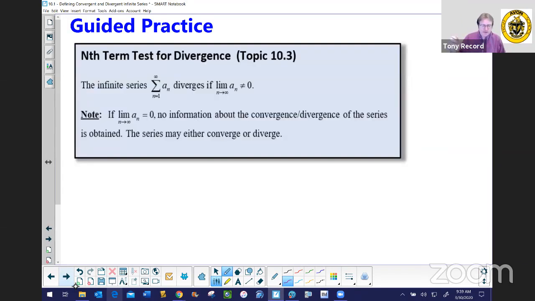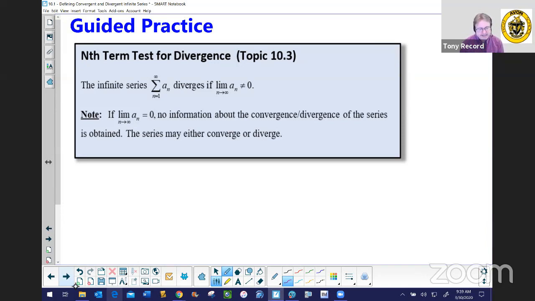And I wanted to throw in this idea because we don't have a specific lesson devoted to this, the nth term test for divergence. It's probably one of the easier tests to apply. It's one of the earlier tests that you might want to think about using. And it simply says this: if you have an infinite series, summation of A sub n as n goes from 1 to infinity, we know that it's going to diverge if the limit of the nth term expression as n approaches infinity is not equal to 0.